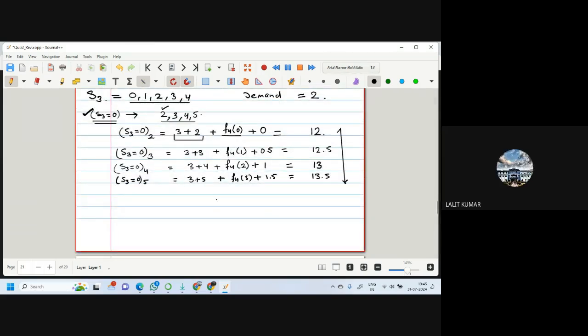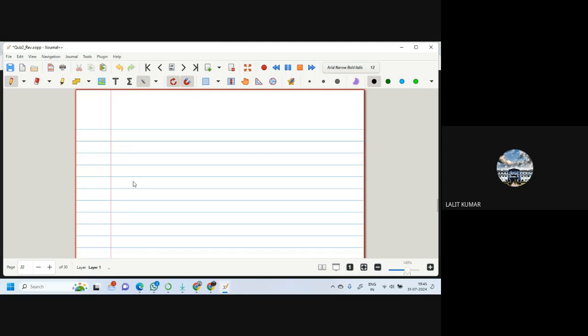Now same thing, we come to the second state of S3, 1. If S3 is equal to 1, how much can I order? I can order 1 to meet my demand at least. I can order 2, 3, 4, and I can order 5 also, because if I order 5 it becomes 6, I consume 2 and 4 I can take in future. So all these 5 possibilities are possible.